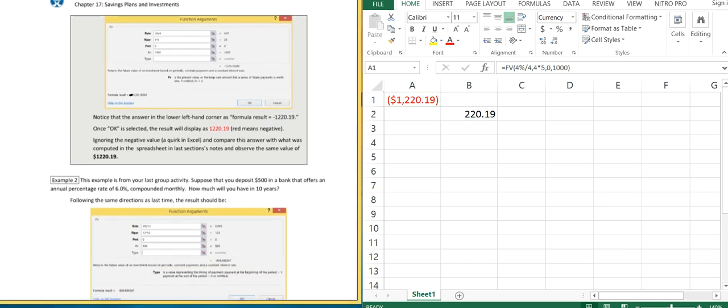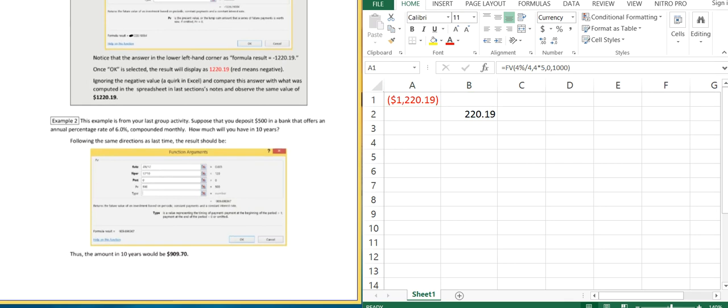And this is one from the previous group activity, but you would have had to set it up with a spreadsheet. Here we're going to do it with the quickie Excel function. All right, so on this one, delete those. All right, so here it says, suppose that you've deposited $500 in a bank that offers an APR of 6%, this time compounded monthly. How much will you have in 10 years?